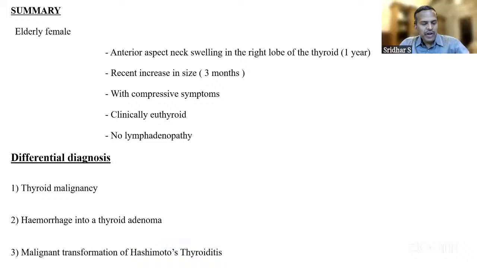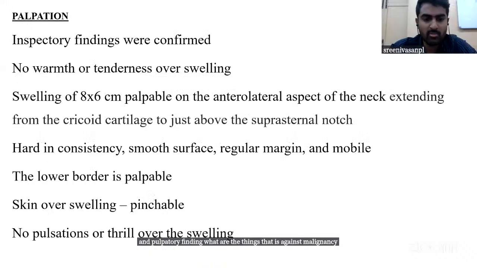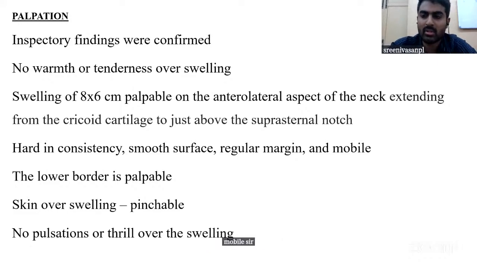And palpatory findings, what are the things that are against malignancy? Against malignancy is a mobile swelling. Most malignancies are hard and fixed in advanced stages in elderly patients. If the swelling is mobile, that is against malignancy, sir. Also, a regular margin is against malignancy. Most malignancies tend to have an irregular margin.